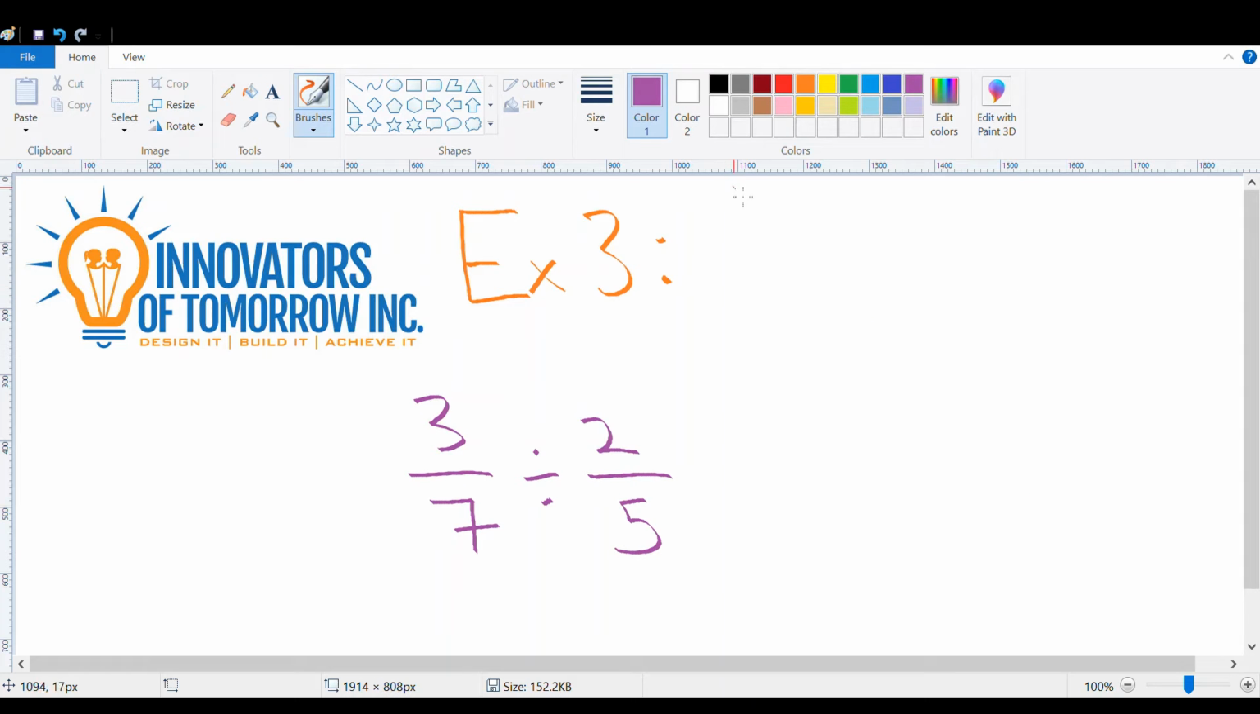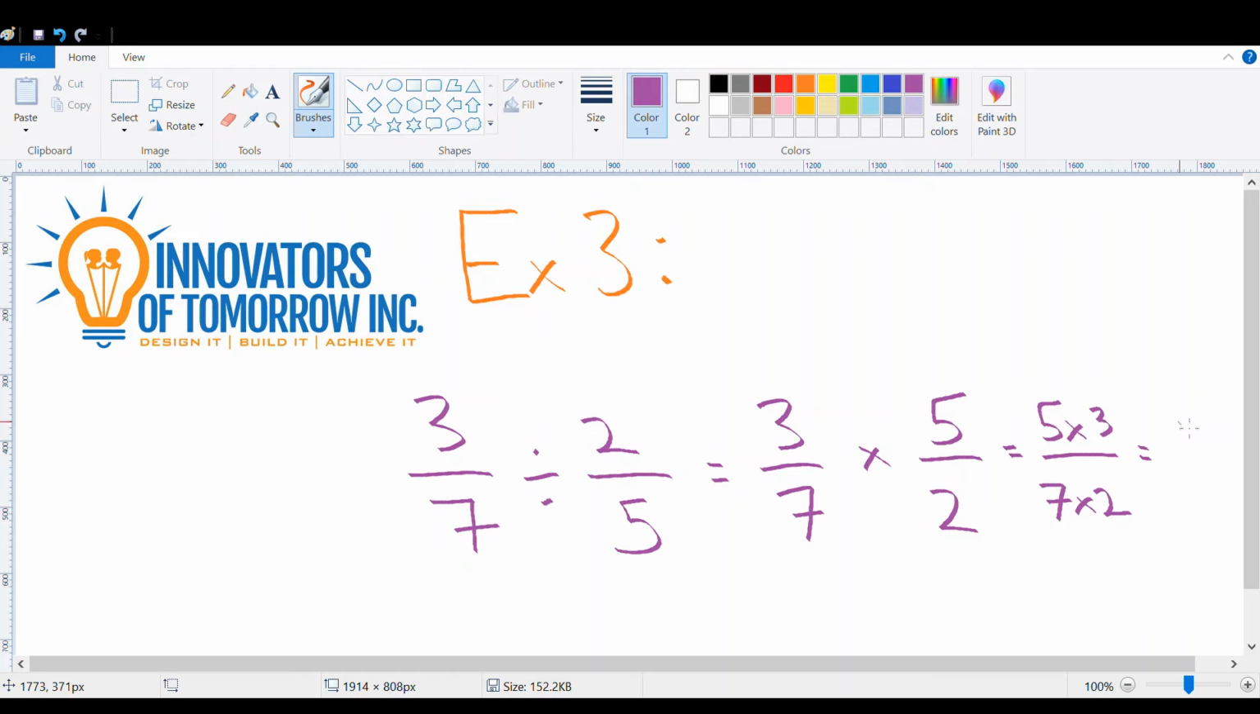Let's try this division example. To rewrite this as a multiplication expression, we have to get the reciprocal of the second operand. In this case, the second operand is 2 over 5. The reciprocal of 2 over 5 is 5 over 2. Now the expression can be rewritten as 3 over 7 times 5 over 2. Now we can multiply. Our result is 5 times 3 over 7 times 2, giving us a final answer of 15 over 14.